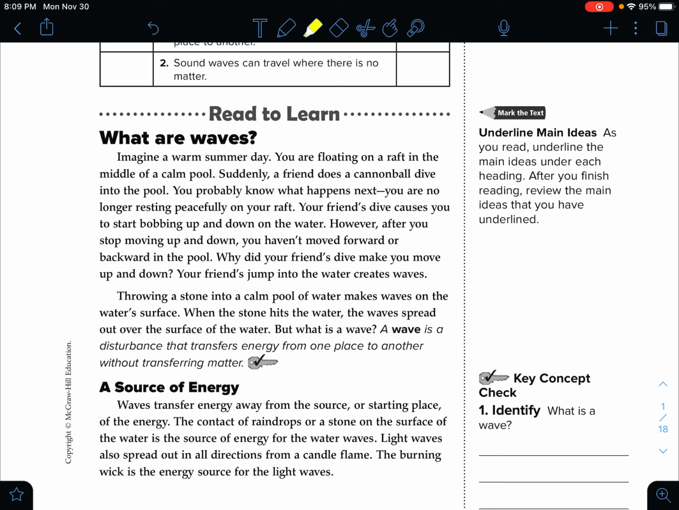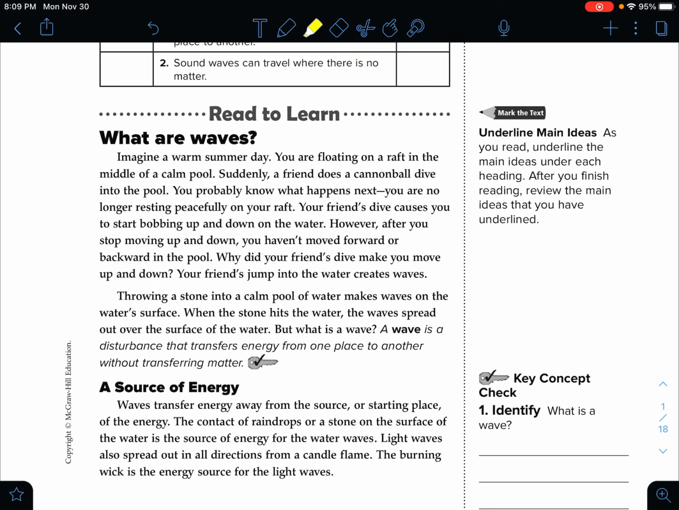You are floating on a raft in the middle of a calm pool. Suddenly, a friend does a cannonball dive into the pool. You probably know what happens next. You are no longer resting peacefully on your raft. Your friend's dive causes you to bob up and down on the water. However, after you stop moving up and down, you haven't moved forward or backward in the pool.